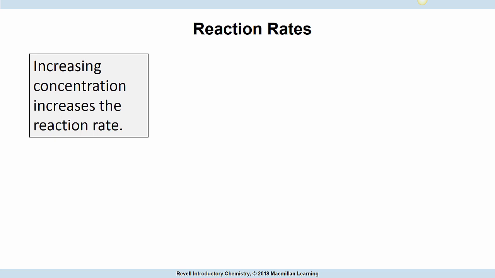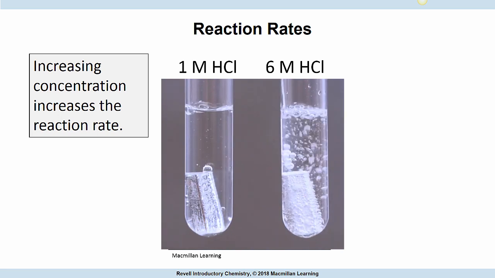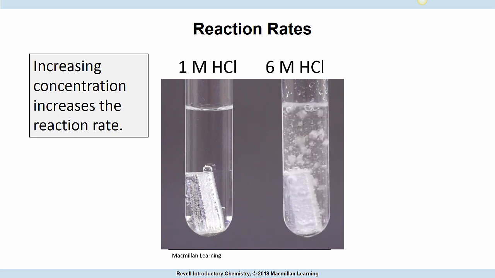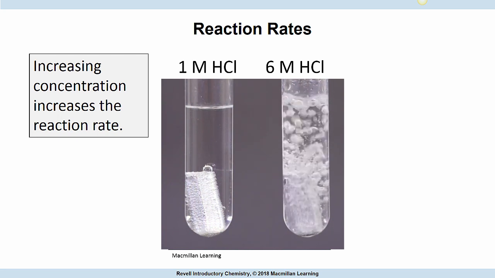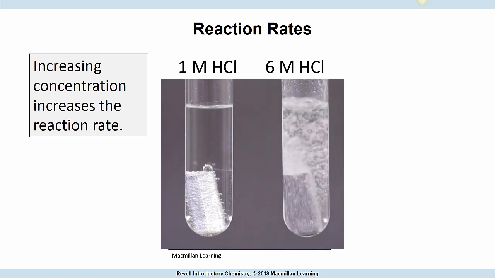We can see this experimentally by reacting a metal, such as zinc, with hydrochloric acid. The dilute 1 molar acid reacts slowly with the zinc, gradually forming a few bubbles of hydrogen gas. By contrast, the more concentrated 6 molar acid reacts violently, quickly producing a large volume of hydrogen gas.